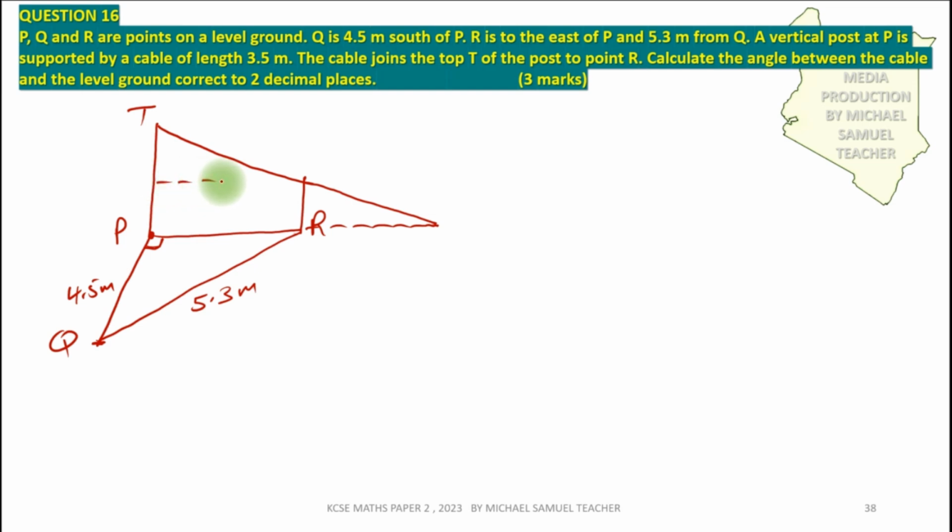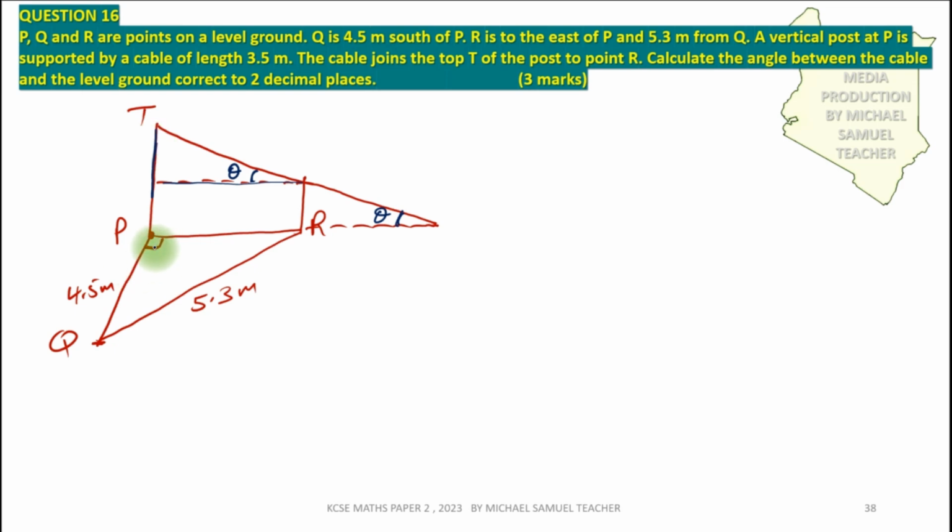One thing we need to know is that the angle between the cable and the level ground. This is the level ground, so this angle theta is what is required. And if you look clearly, the two posts are parallel to each other, so this angle will also be equal to this angle. So we also need to get this distance.